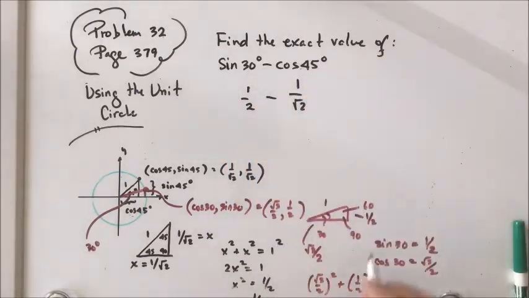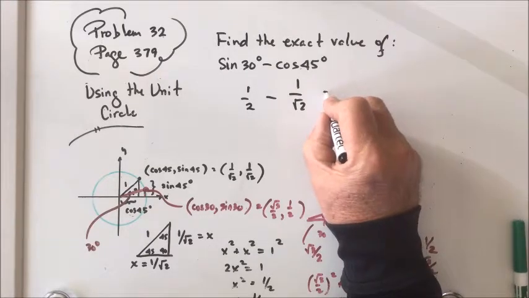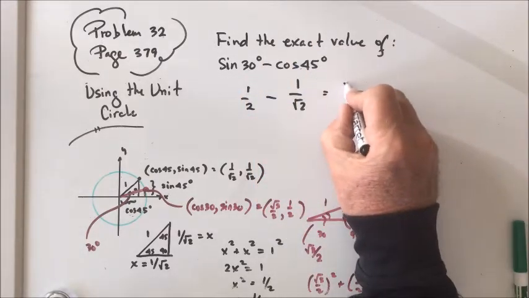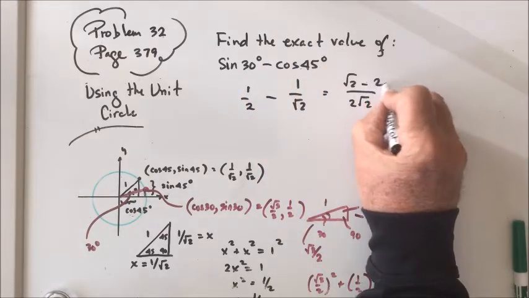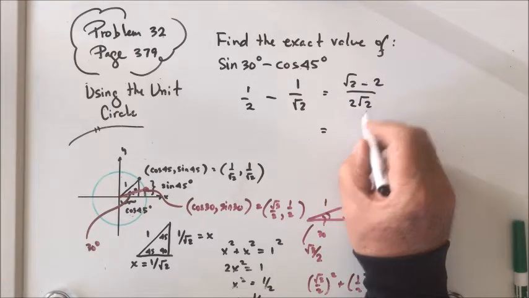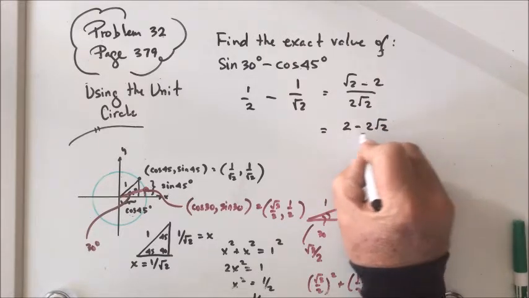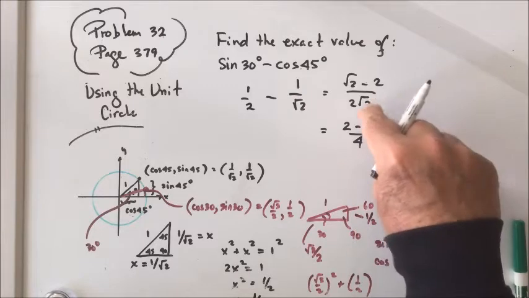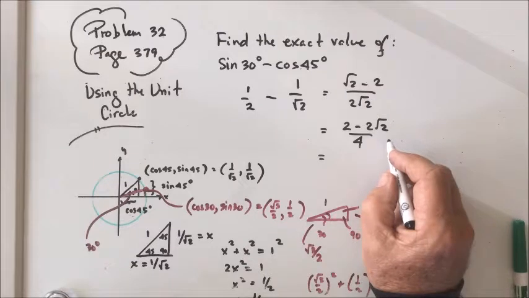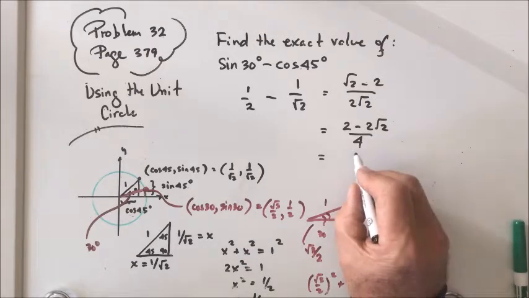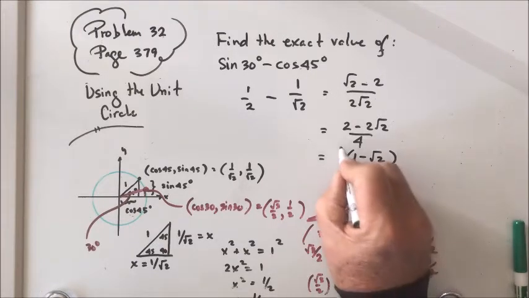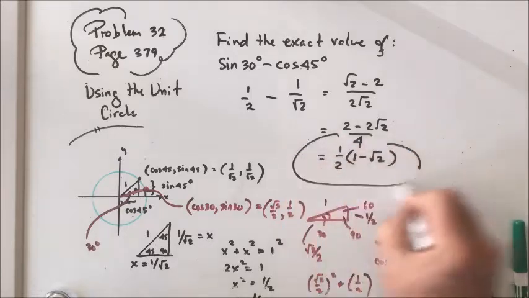So now all I have to do is clean that up. Common denominator is 2 root 2. This is shy of root 2, this is shy of 2. I'm going to multiply top and bottom by root 2, and I'm going to get 2 minus 2 root 2 all over 4. The root 2 times the root 2 produces a 2, times the 2 is 4. And that will leave me 1 minus root 2, all times 1/2, is probably the best way to write that answer.